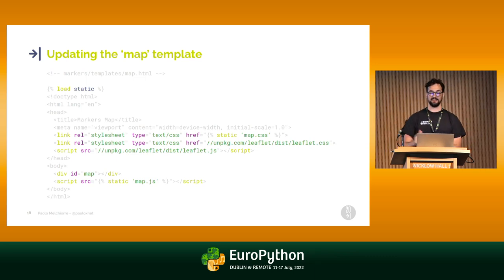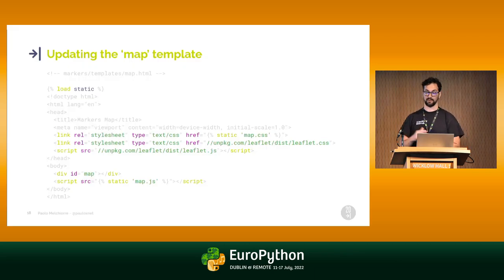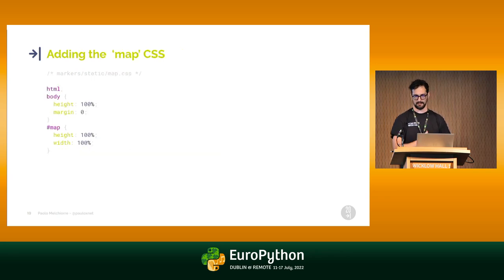We need also a div tag with a specific ID. In addition, using the Django static template tag, we'll also link our custom JavaScript and CSS file, which we'll now create. We add our CSS file in the static directory, and inside it, we add only the basic rule to show a full map, a full screen map.